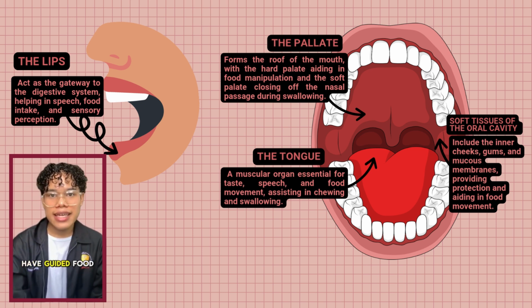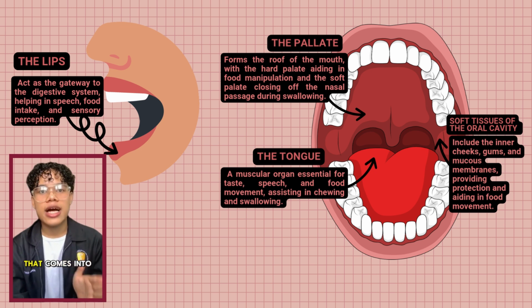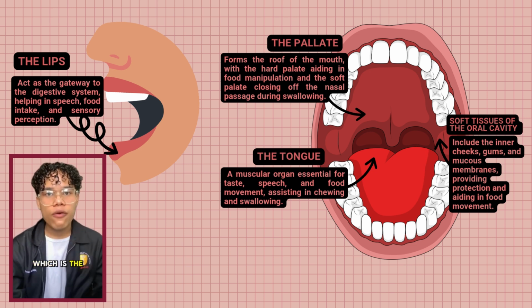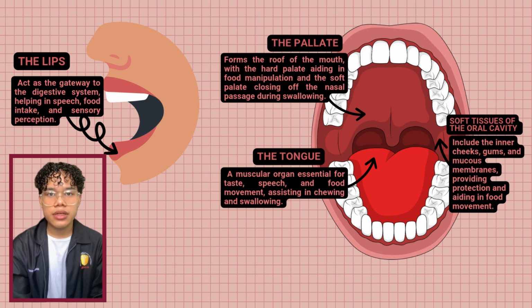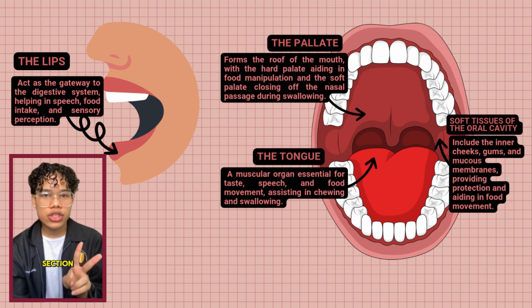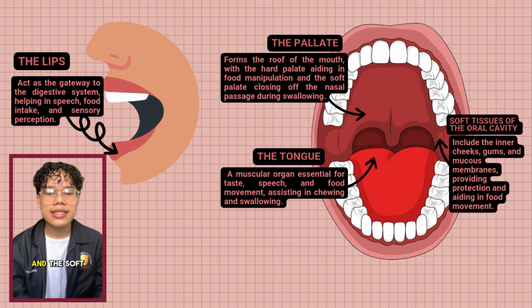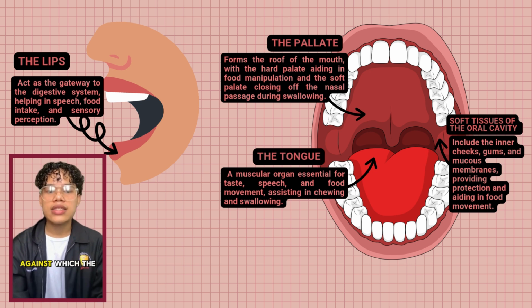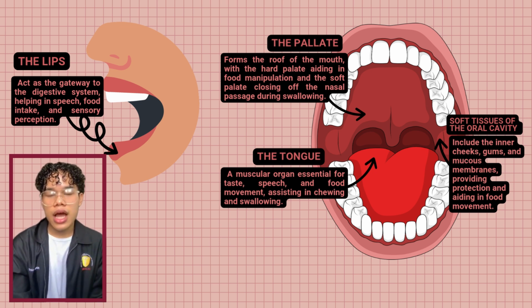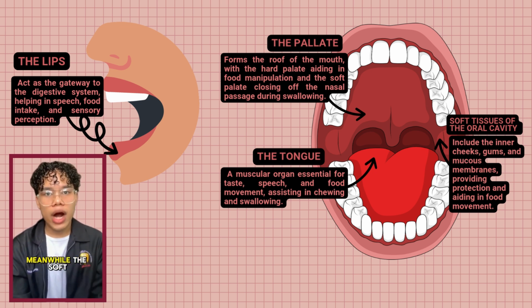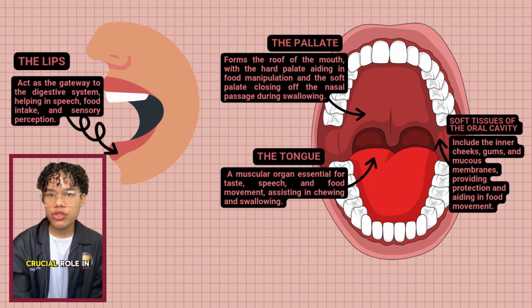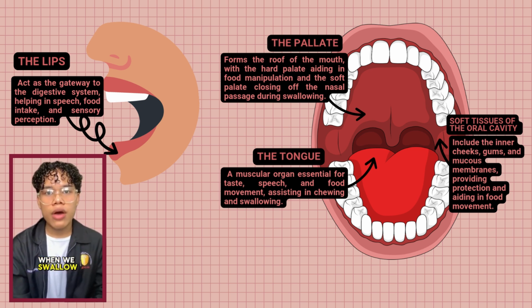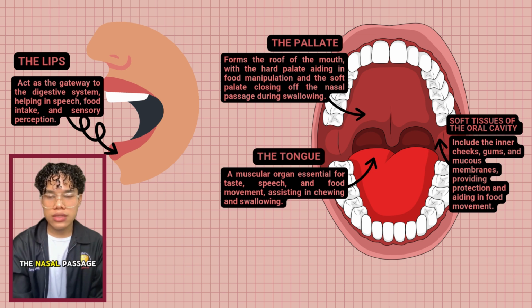Once the lips have guided food into the mouth, the next structure that comes into play is the palate, which forms the roof of the oral cavity. The palate is divided into two sections, the hard palate at the front and the soft palate towards the back. The hard palate provides a firm surface against which the tongue presses food, helping to break it down further. Meanwhile, the soft palate plays a crucial role in swallowing. When we swallow, it moves upward to close off the nasal passage, ensuring that food moves down the esophagus instead of going into our nose.